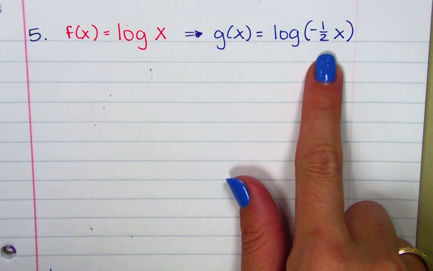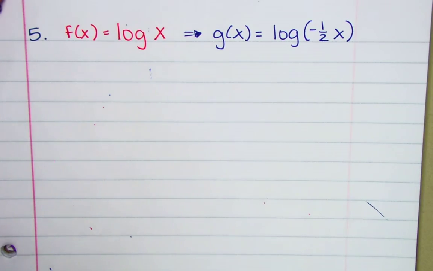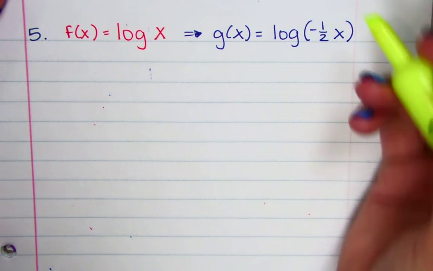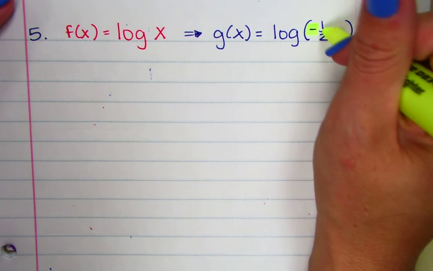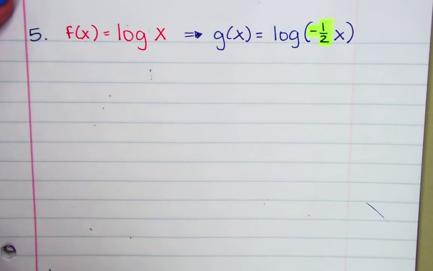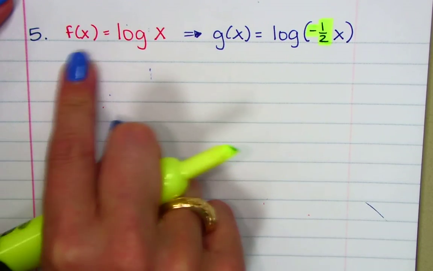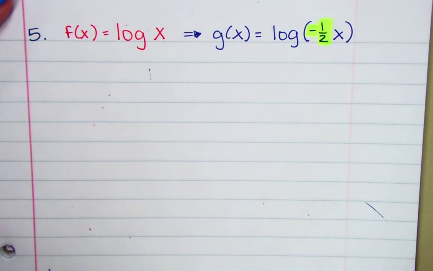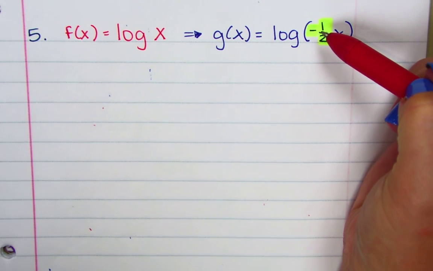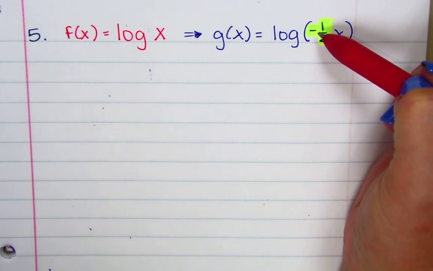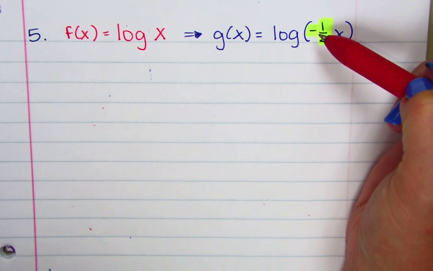Here's our original. Here's our transformed equation. We've got a negative in the parentheses and this 1/2 in the parentheses. Okay, so that's two transformations that are different from our original. If you remember or you can figure it out based on what we already know, tell me. Otherwise, look on your little chart that we just glued in there.